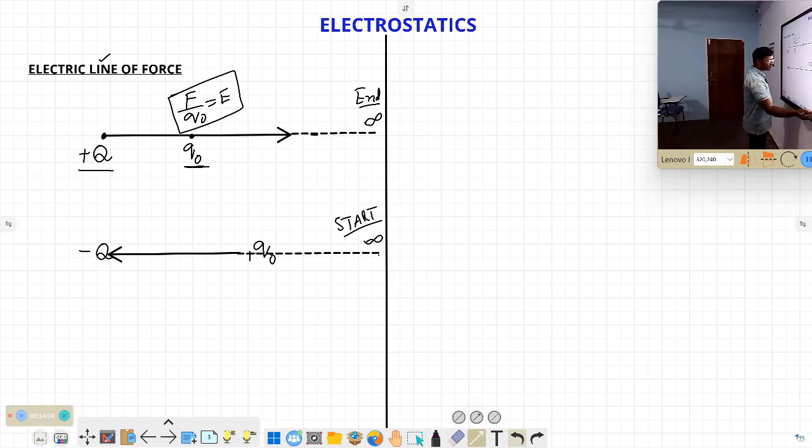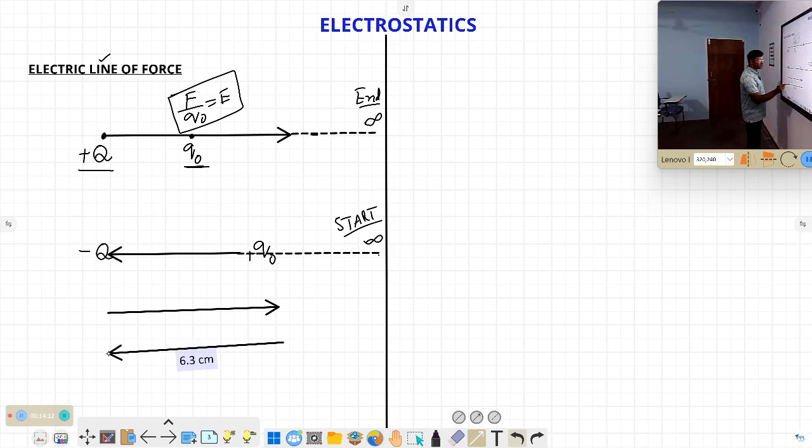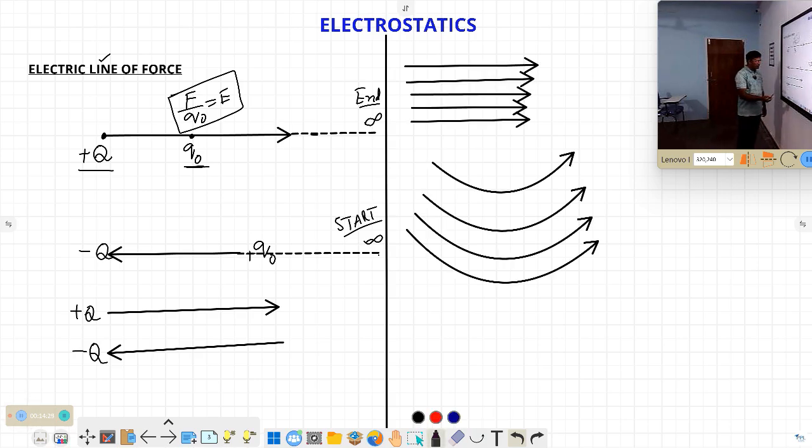So these are the two types of electric lines of force. One is going away from the charge, which we take as plus Q, and the other is towards the charge, which we take as minus Q. For a positive charge, the electric line of force is away; for a negative charge, the electric line of force is towards. Using electric lines of force, we can explain the strength of the electric field intensity.